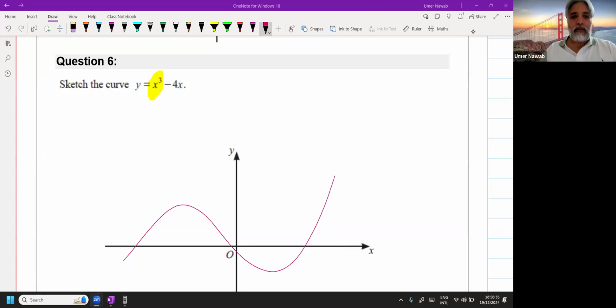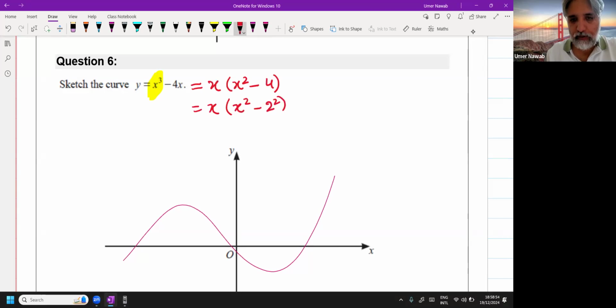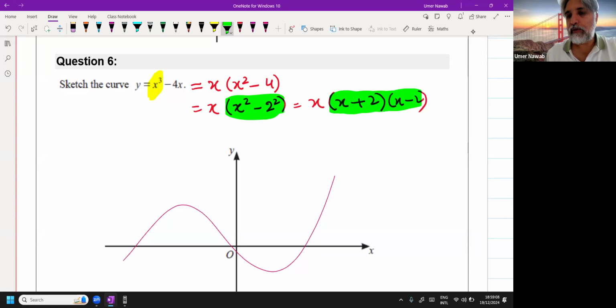Okay, so now I need to work on those points where the graph cuts the x-axis and y-axis. So in this question, we need to do the factorization first. So now we write it as x common, x squared minus 4. And you know that x squared minus 4 can be written as x squared minus 2 squared, which is equal to x plus 2 and x minus 2. I use the formula of difference of two squares. So x squared minus 2 squared can be written as x plus 2 and x minus 2.